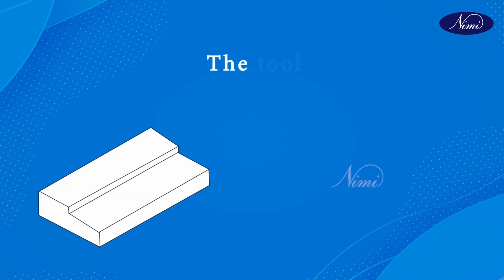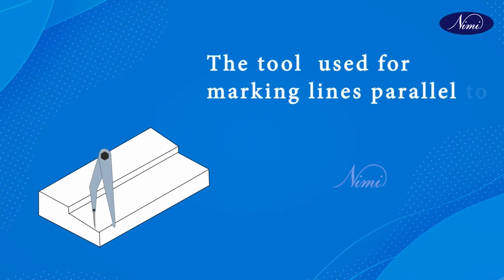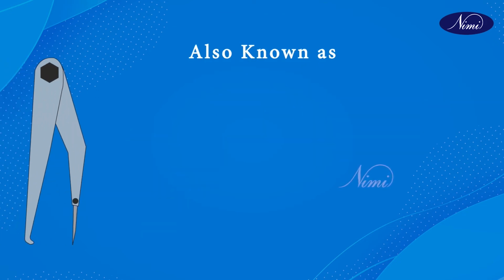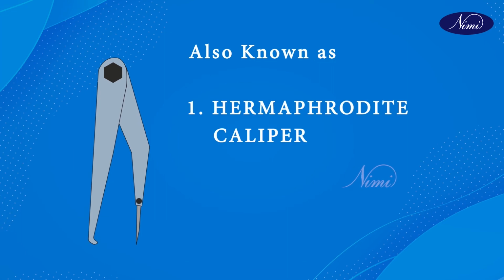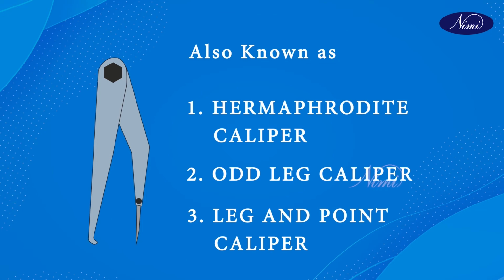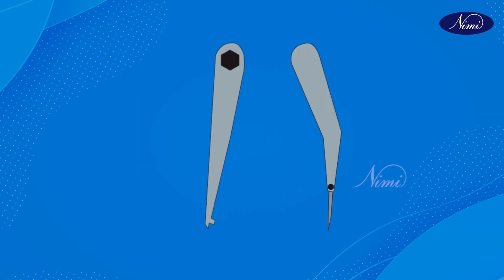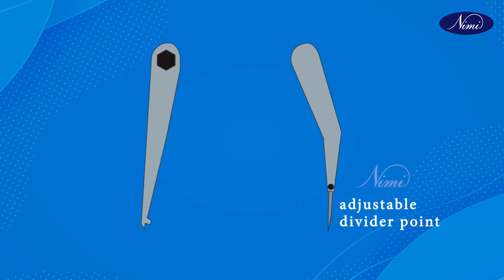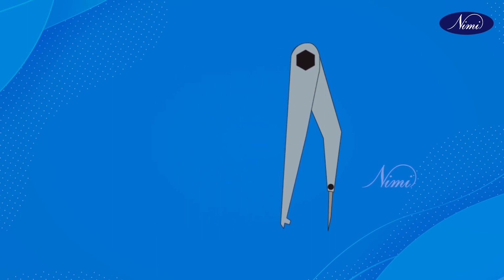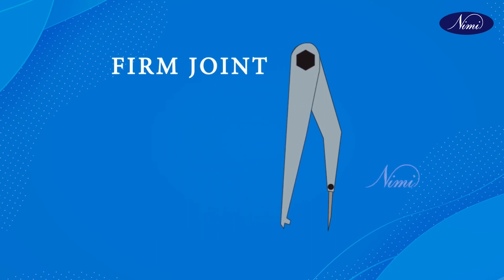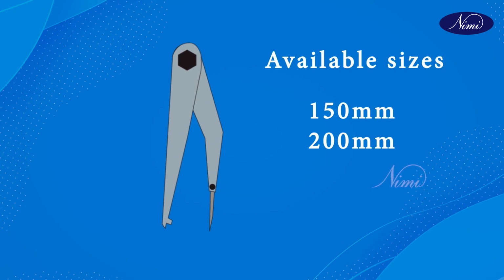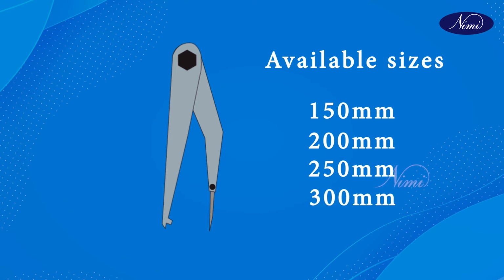The tool which is used for marking lines parallel to an edge is called Jenny calipers. These calipers are also known as hermaphrodite calipers, odd leg calipers and leg and point calipers. Jenny calipers have one leg with an adjustable divider point, and the other is the bent leg. These legs are joined together to make a firm joint. These are available in sizes of 150 mm, 200 mm, 250 mm and 300 mm.